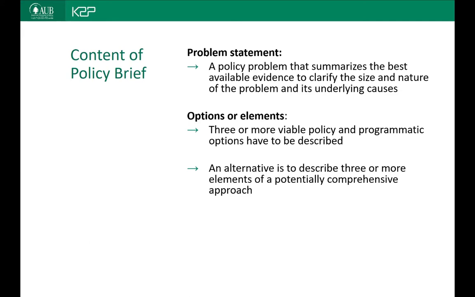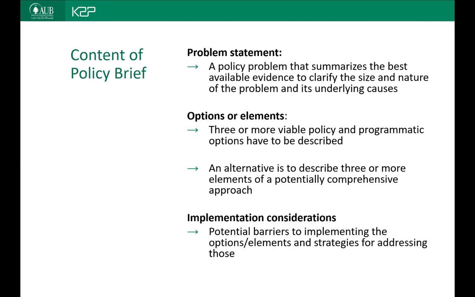So we start with the problem statement. We then propose 3 or 4 policy options or elements to address the problem. And then we conclude with implementation considerations. So for each of the policy options or elements that I propose, I have to mention to the policymakers what are the potential barriers that they might face. And more importantly, I have to propose counter strategies to overcome those barriers.